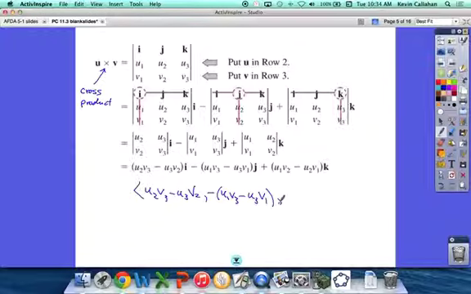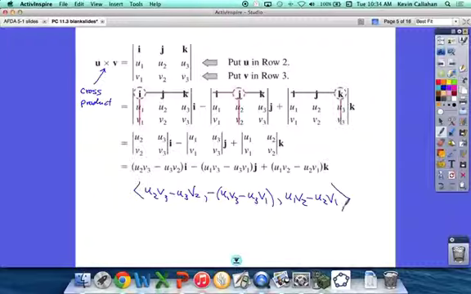Right. For the last component, cover up the last column and do the determinant operation. U1 times V2 minus V1 times U2. That's that right there. Right. And so that's the component form.